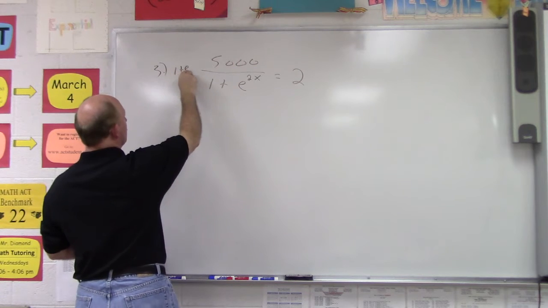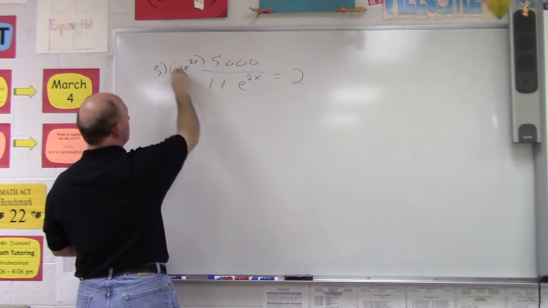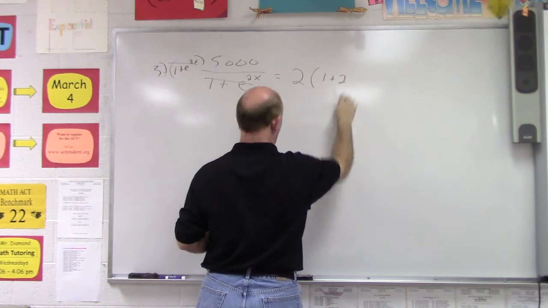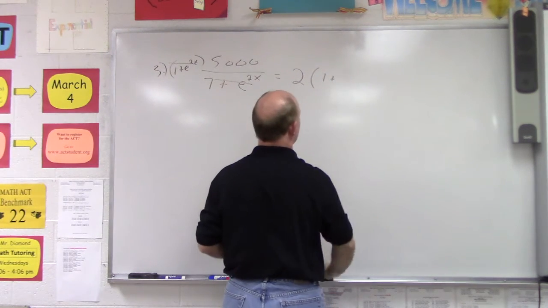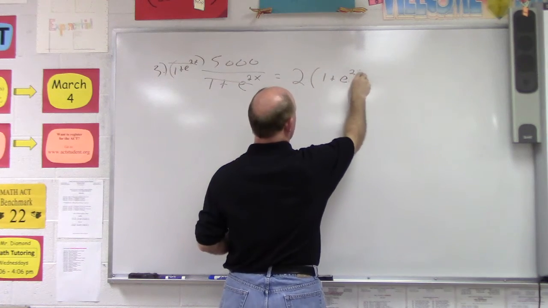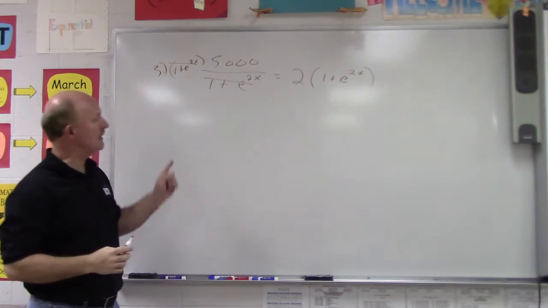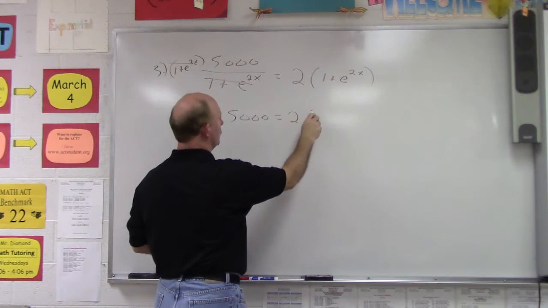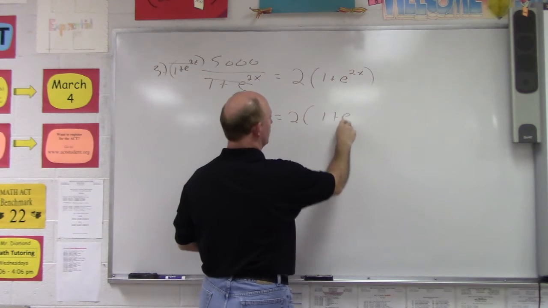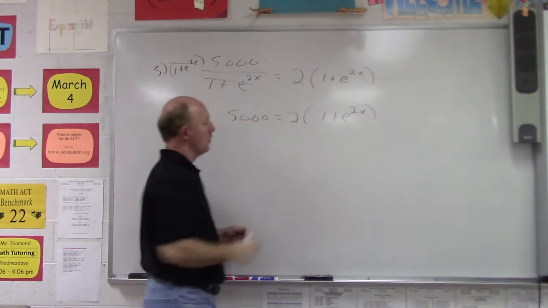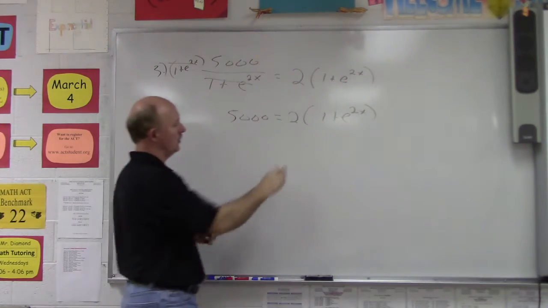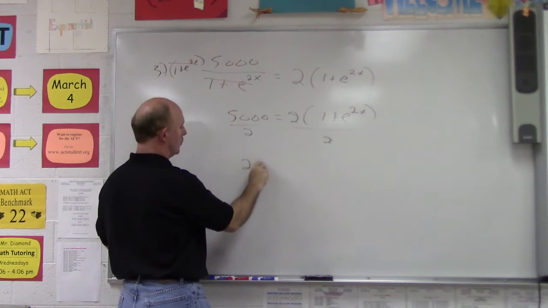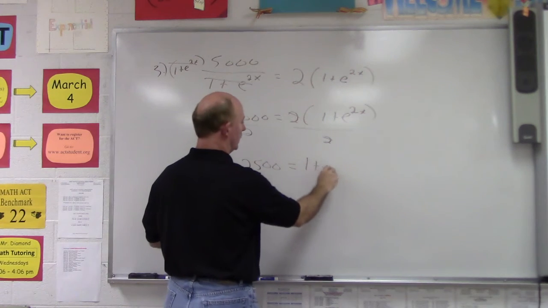Let's multiply 1 plus e to the 2x to this side. And those two are going to cancel. So multiply 1 plus e to the 2x to both sides, and we end up with 5,000 equals 2 times the quantity 1 plus e to the 2x. Now you can multiply 2 inside your parentheses if you want to. Now I'm going to go ahead and divide both sides by 2. So the 2's will cancel out here, and that'll give us 2,500 equals 1 plus e to the 2x.